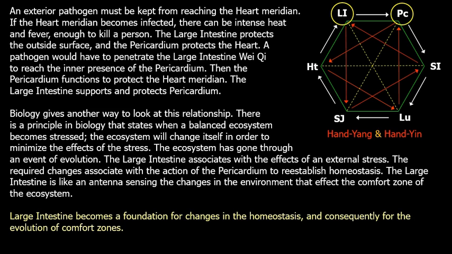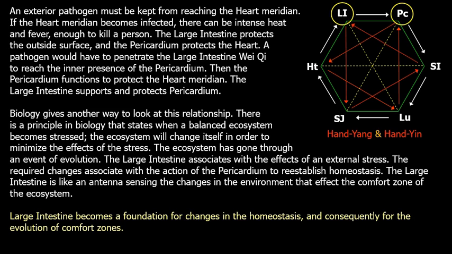Biology gives another way to look at this relationship. There is a principle in biology that states when a balanced ecosystem becomes stressed, the ecosystem will change itself in order to minimize the effects of the stress. The ecosystem has gone through an event of evolution. The large intestine associates with the effects of an external stress. The required changes associate with the action of the pericardium to reestablish homeostasis at that new level.